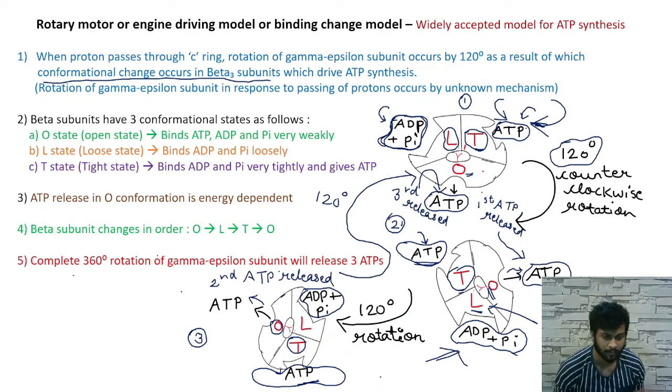So can we observe that a complete 360-degree rotation of the gamma epsilon subunit will release 3 ATPs, as well as 3 ATPs are also getting formed. Okay.